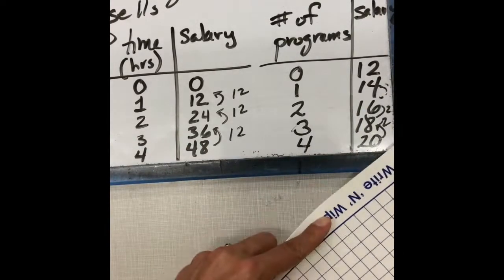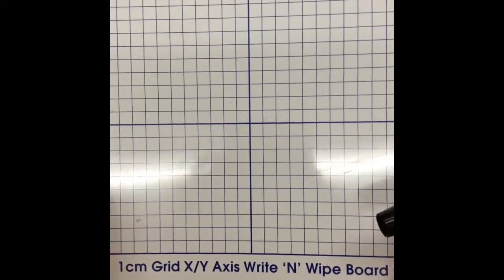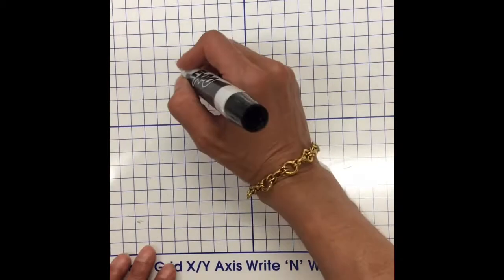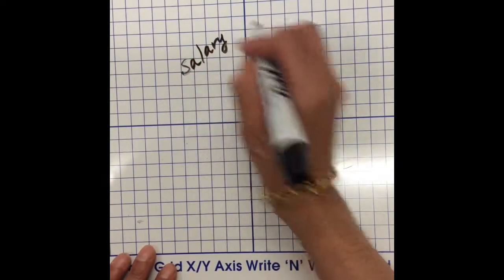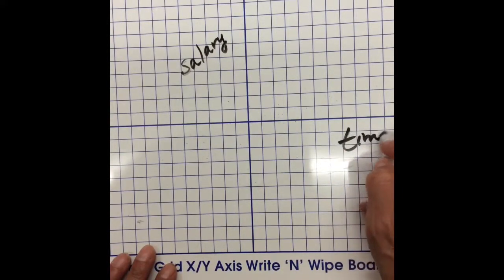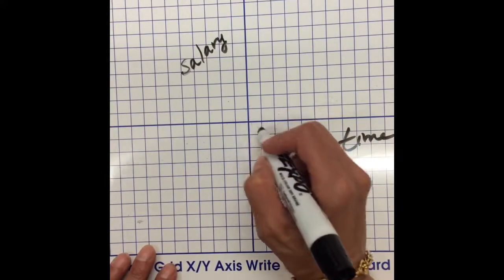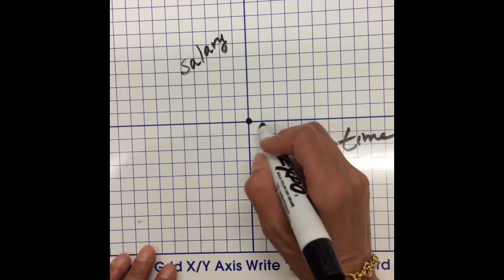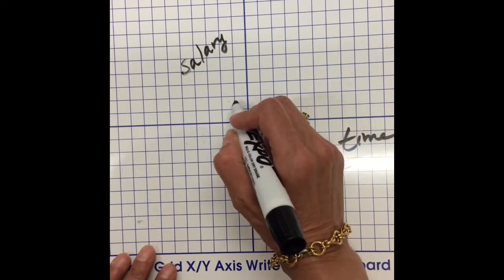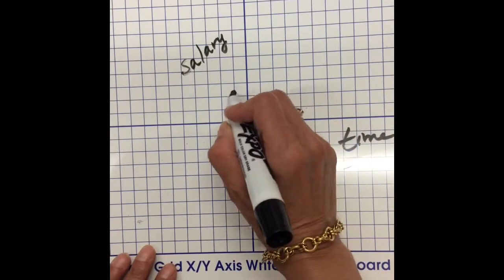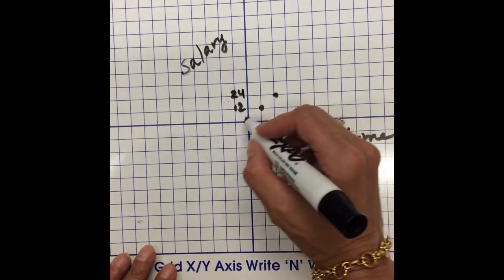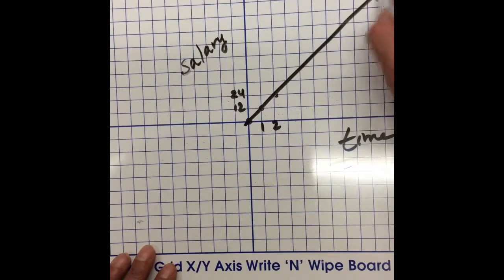So if I have my grid here, and I were going to put salary and time. At 0, we have 0. At 1, we're making $12. At 2, we're making $24, etc. And my line will go up something like that.